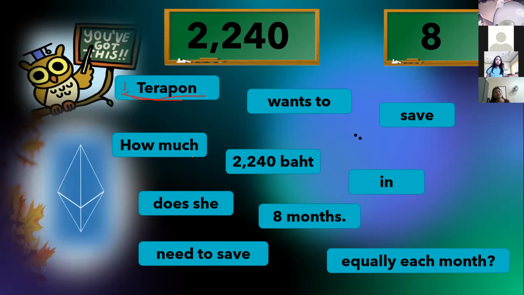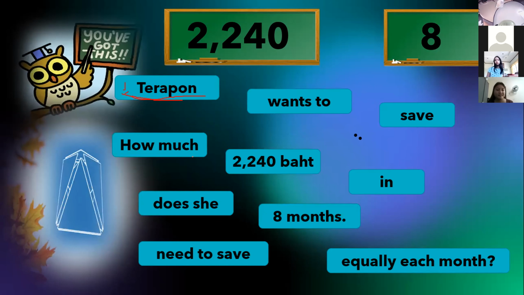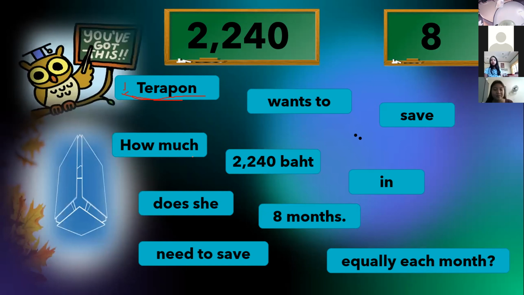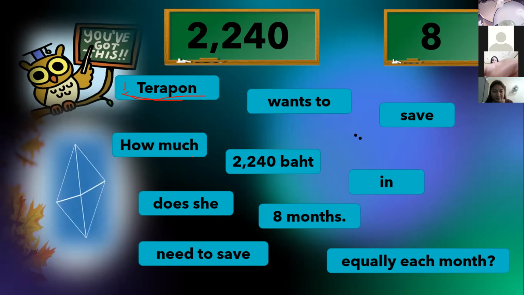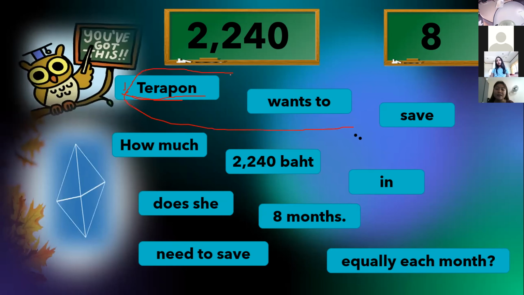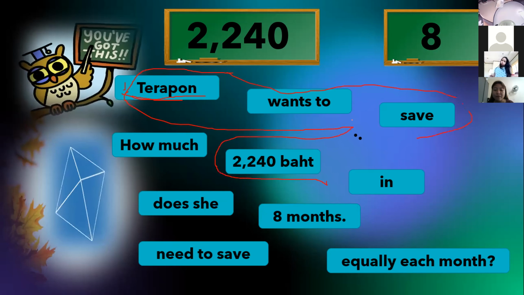So I will give you, so you listen, okay? I will read, I will tell the sentence. Save 2,240, but in 8 months. Very good. So it means the first sentence is Tirapon wants to save 240 baht in each month. Okay, very good.